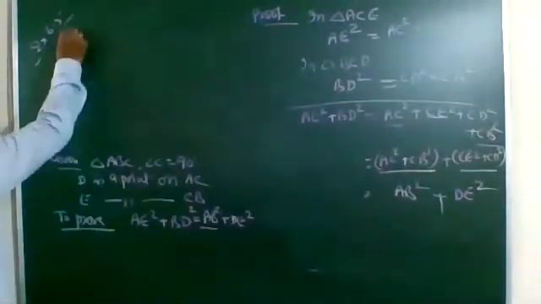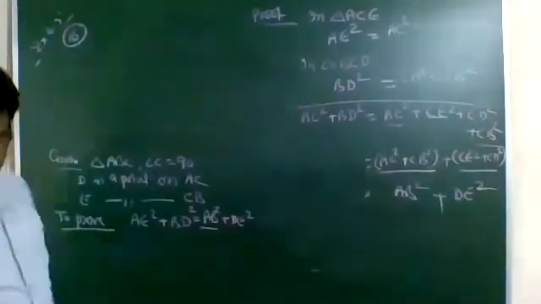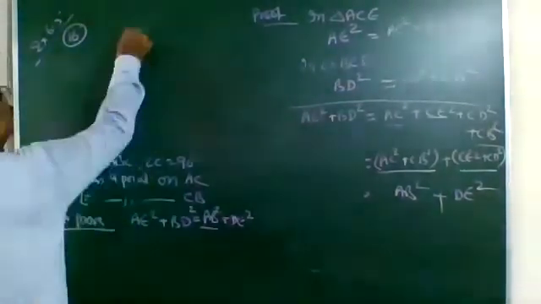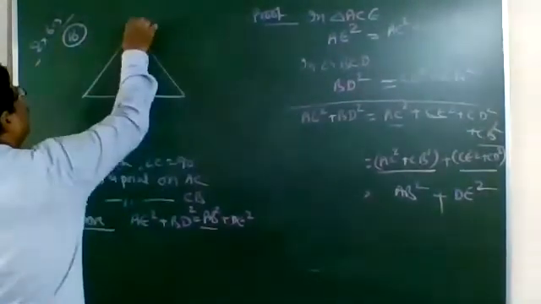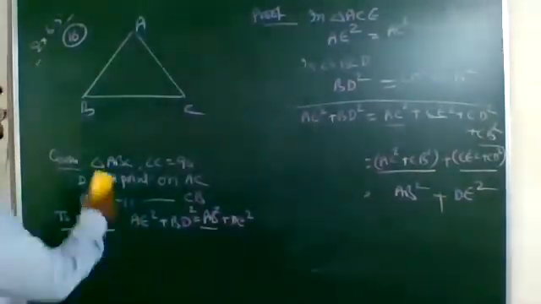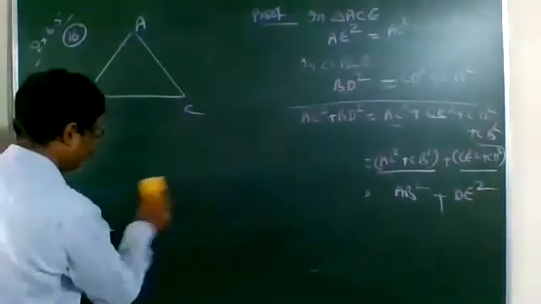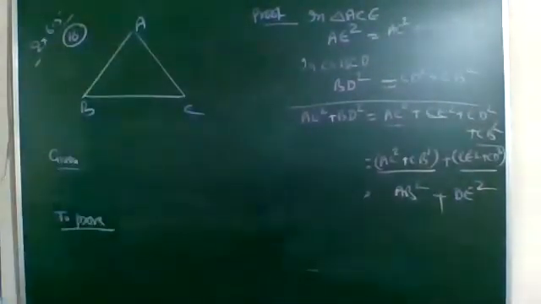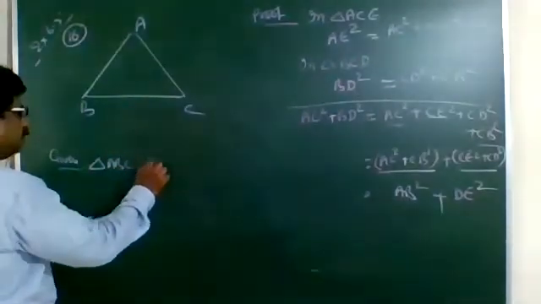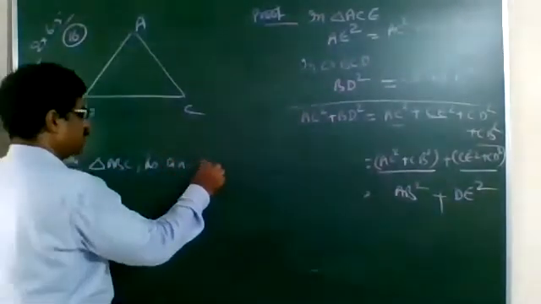Question number 16 is: in an equilateral triangle. This time we got an equilateral triangle. None of the angles is given as 90 degrees, therefore we have to do a construction. First, if we want to use Pythagoras theorem, one of the angles should be 90 degrees. ABC is an equilateral triangle.